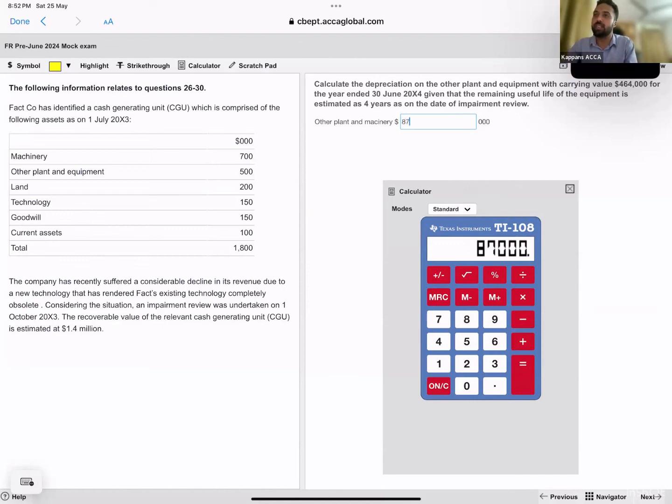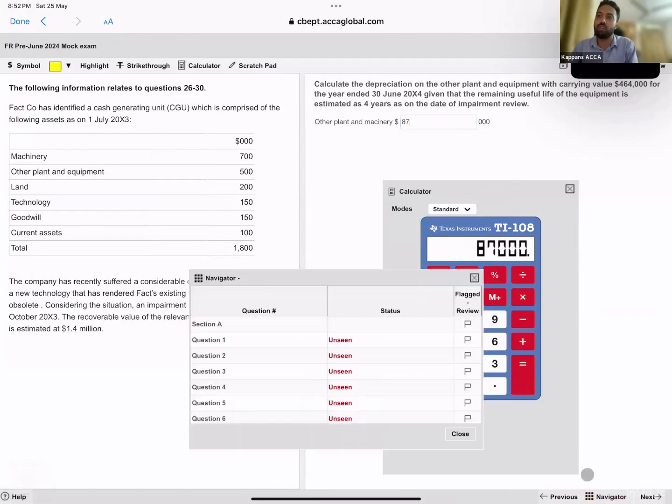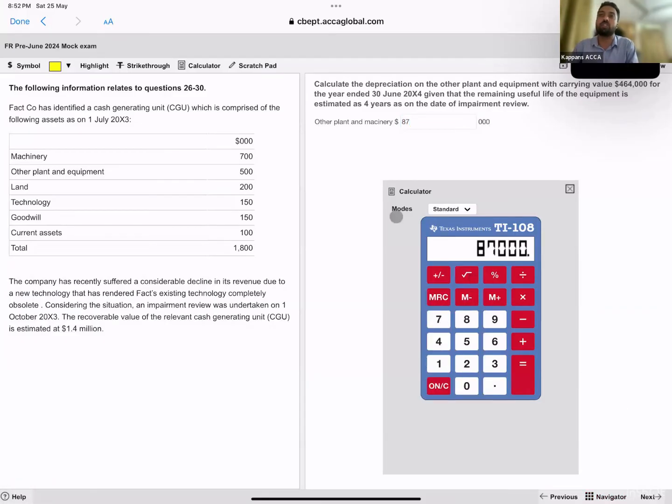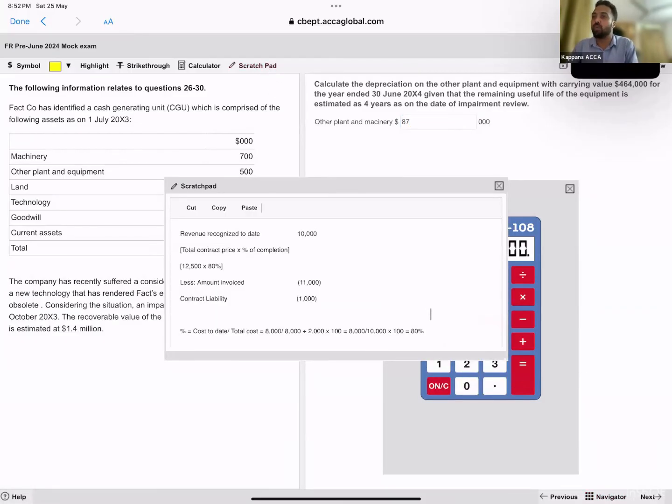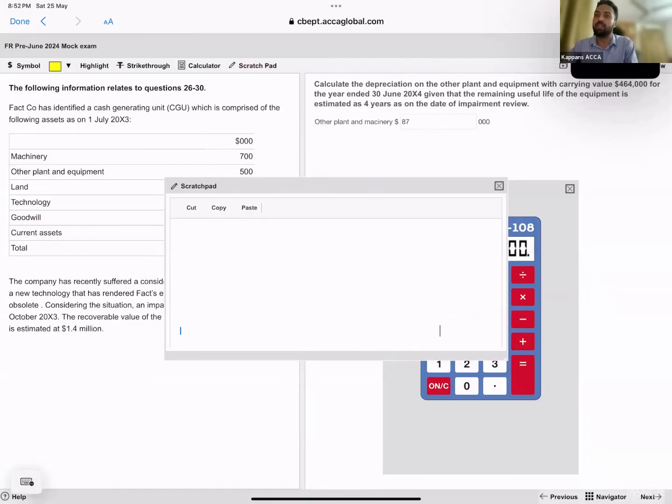So 87. I'm just going to show you that calculation very quickly if you have not understood. I'm just going to use a Scratchpad. So once an asset is impaired, we have to depreciate that asset based on recoverable amount. Recoverable amount is 464,000. The depreciation will be based on remaining useful life. Remaining useful life is 4 years.